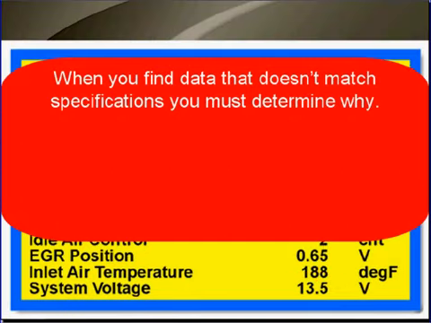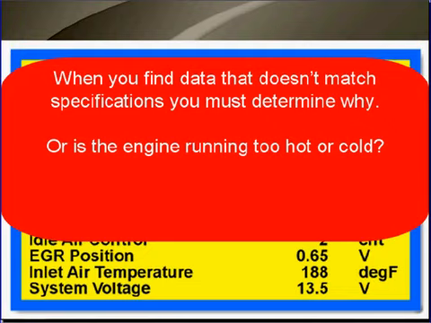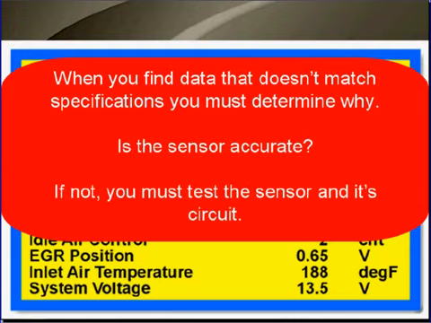When you find data that doesn't match specifications, you must determine why. Is the condition wrong, as in the fuel is running too rich or too lean, causing the oxygen sensors not to read normally? Or is the engine running too hot or too cold, causing the ECT not to be within specifications? If the sensor is accurate, that is the thing that you have to determine. If not, you must test the sensor and its circuits.